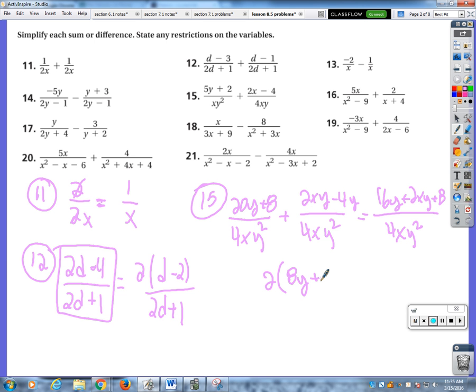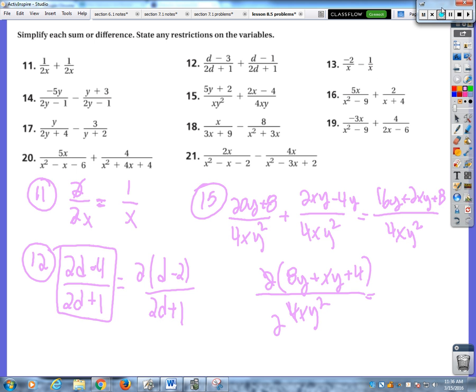2xy divided by 2 is just xy. And 8 divided by 2 is 4. And that's still over 4xy squared. So now that I've factored this 2 out of there, what can I do with the 2 and the 4? Reduce them, yep. So 2 goes into there twice. So that gives me a final, very not attractive answer of 8y plus xy plus 4 over 2xy squared.